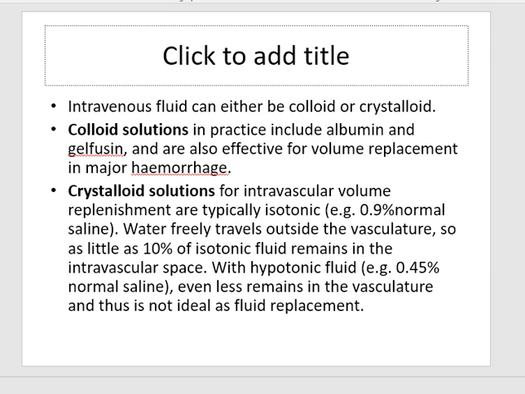The colloid solutions in practice include albumin and gelofusine, and are also effective for volume replacement in major hemorrhage. Crystalloids for intravascular volume replacement are typically isotonic, such as normal saline or glucose water. Water freely travels outside the vasculature, so as little as 10% of isotonic fluid remains in the intravascular space. With hypotonic fluid, even less remains in the vasculature, and thus it is not ideal for fluid replacement.